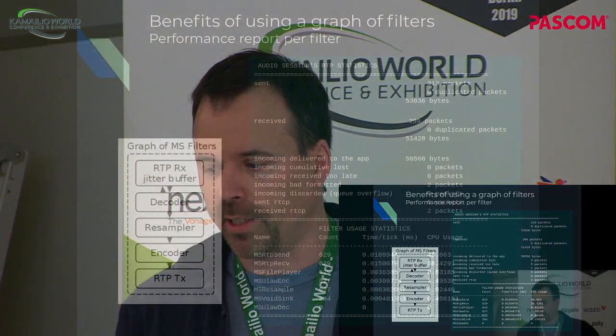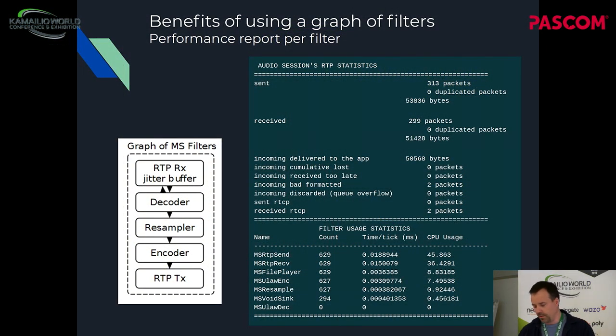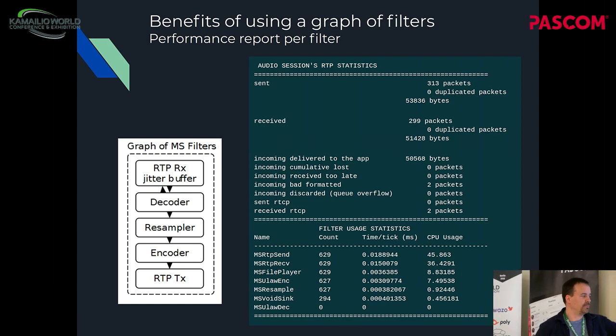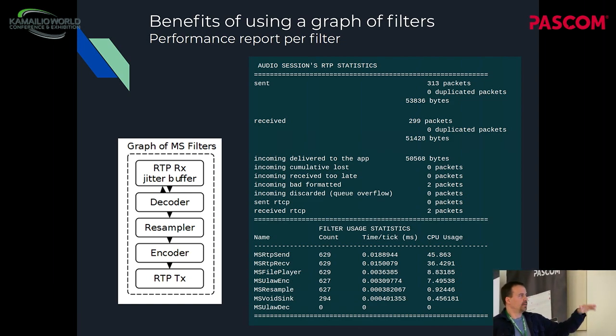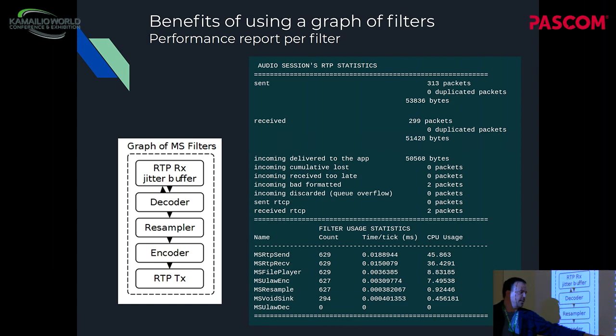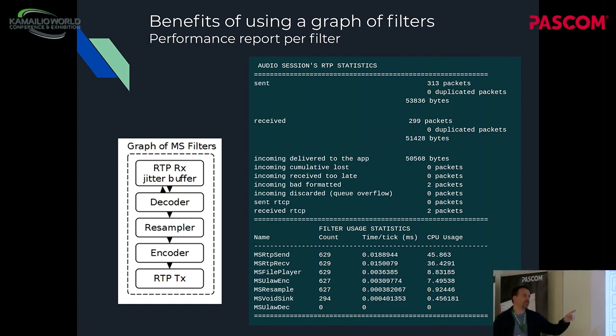So I mentioned that MediaStreamer was using a graph of filters. Here I have a little example of when you bridge a call. The calls are bidirectional. One receive is connected to one transmit, and vice versa. So this is one graph, where the RTP receive filter is called MSRTP, Media Streamer RTP RECV. In the end, I'm just calling it RTP RX here.